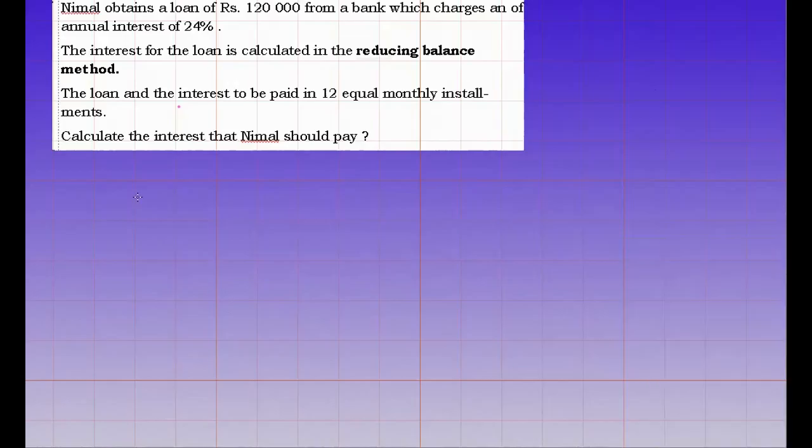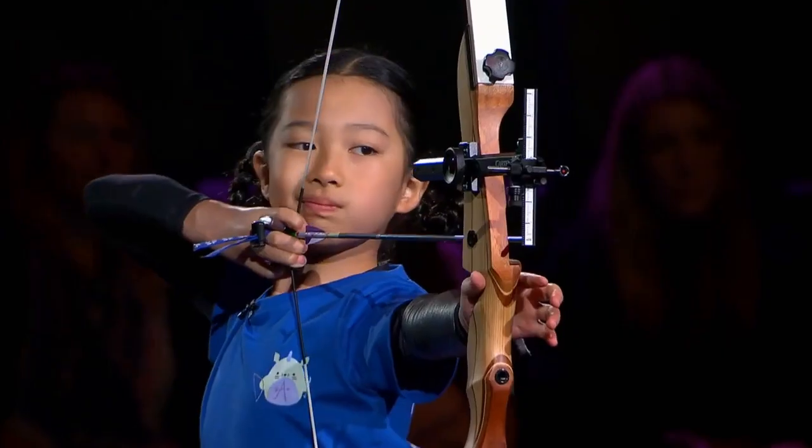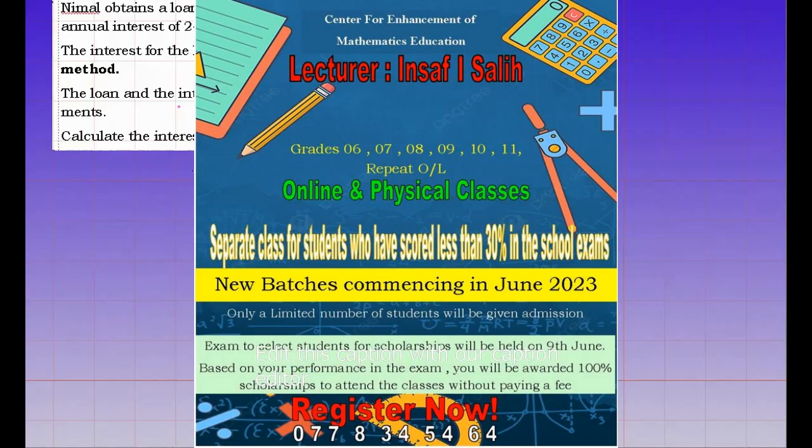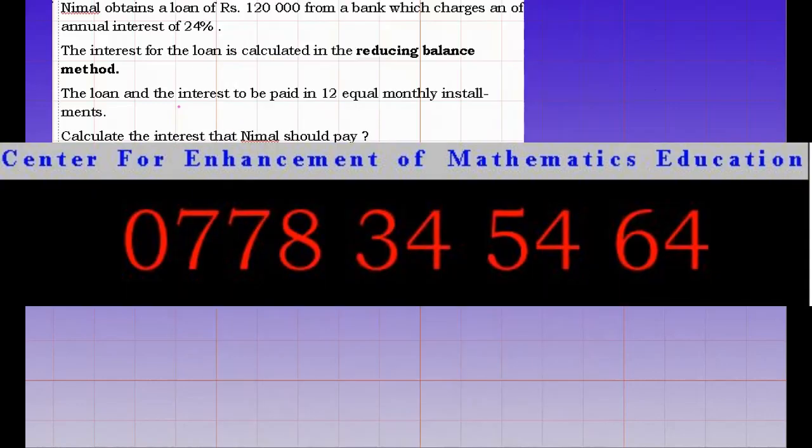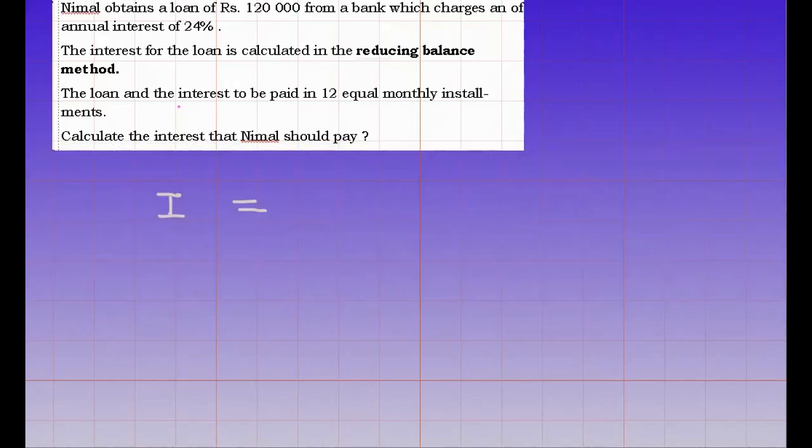All right. So here, this is a question related to interest calculated on the reducing balance method. So what's the first thing you got to do? You write I, interest, equals, you write the same formula you use for simple interest. What is it? I equals P multiplied by time period.